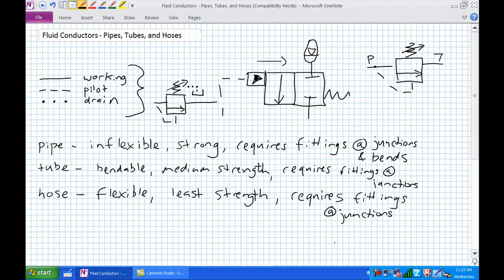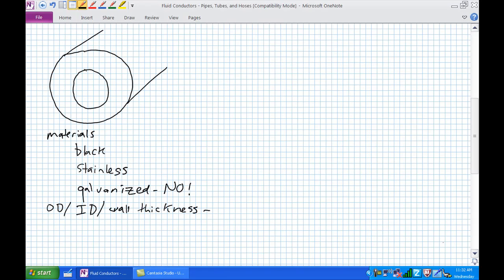A hose is quite obviously flexible. It's the least strong of the three, and it requires fittings at junctions. Okay, so we're going to go into each one of these in turn. And the first one is obviously pipes.